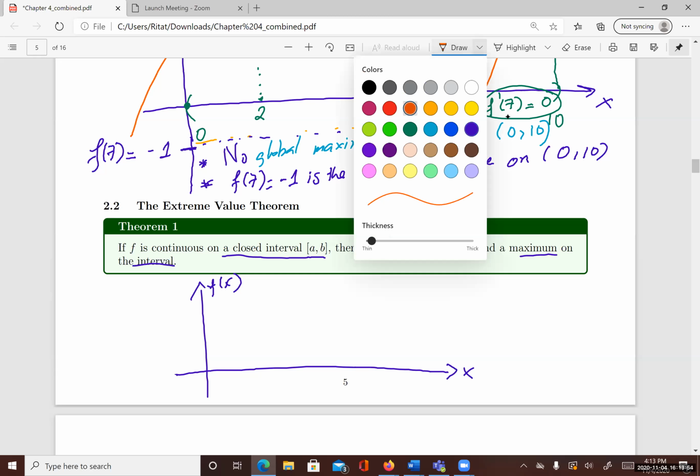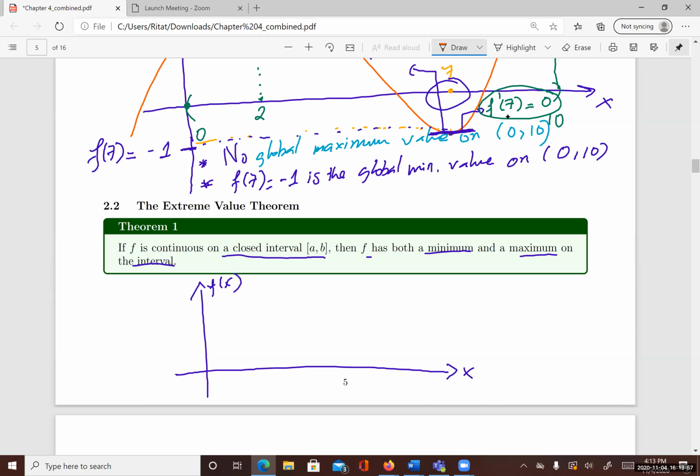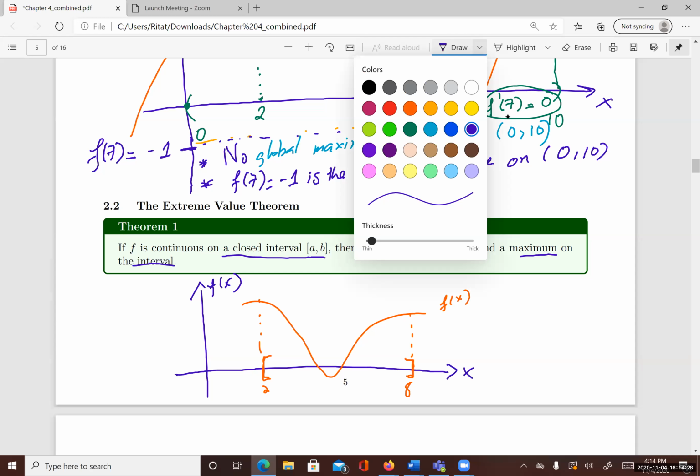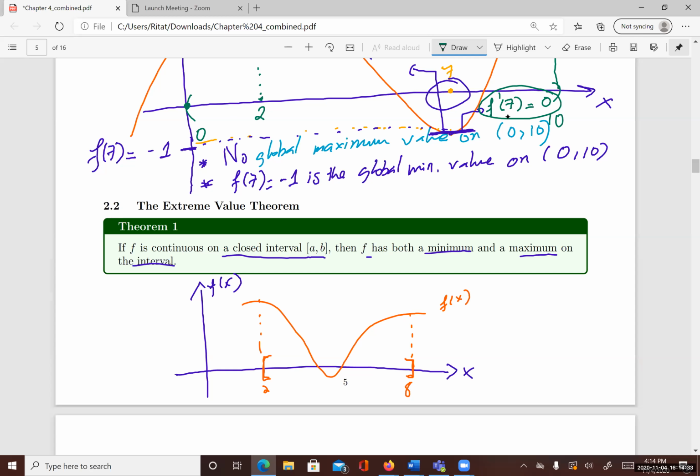And you draw a graph of the function. I'm considering this graph f of x from 2 to 8 on a closed interval. Again, closed interval, not an open interval. Then this theorem guarantees that we can find a global maximum and also a global minimum value of the function on this closed interval. All right, so what is the global maximum?